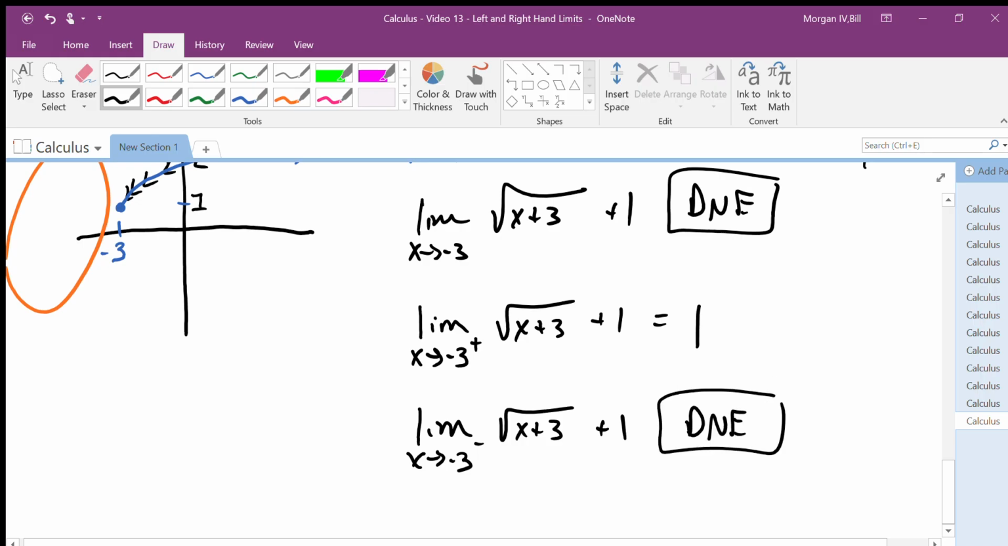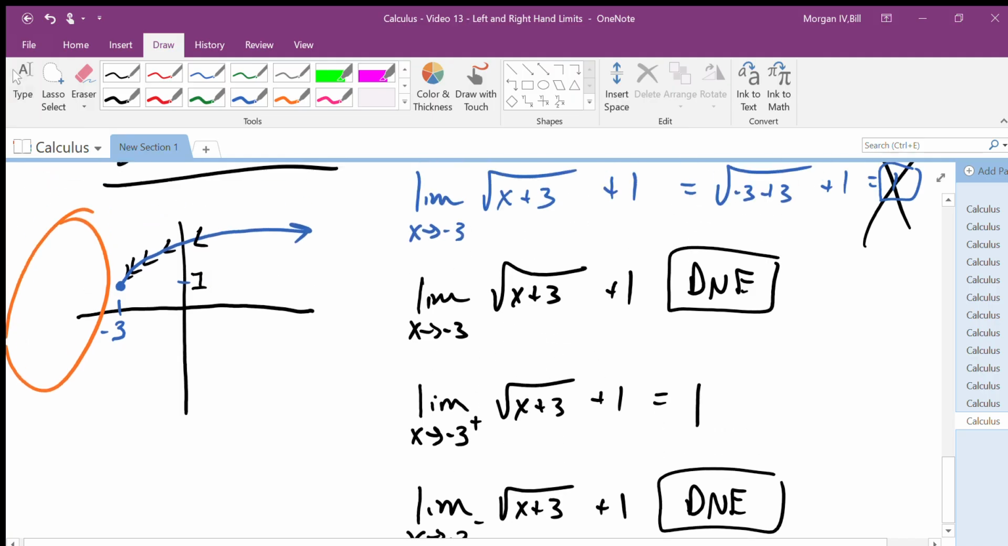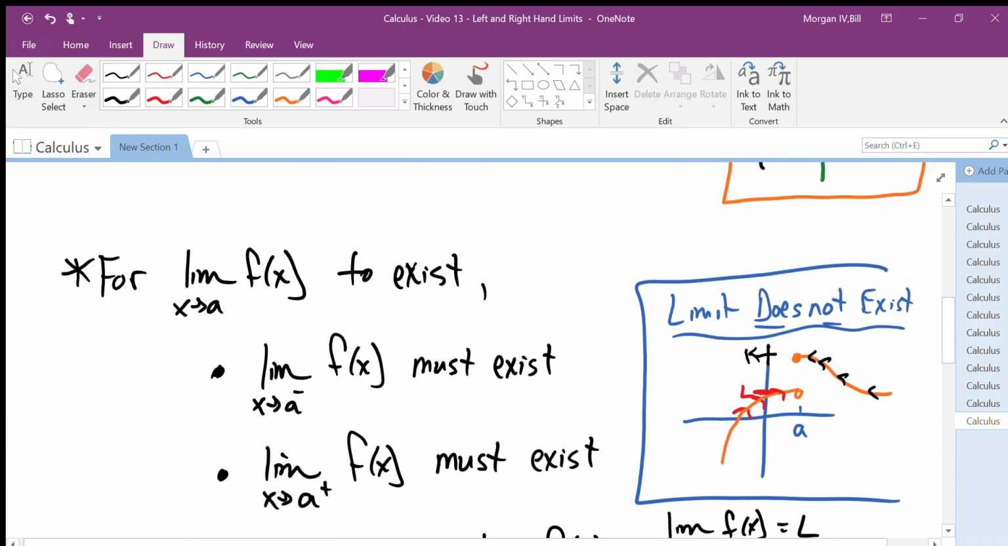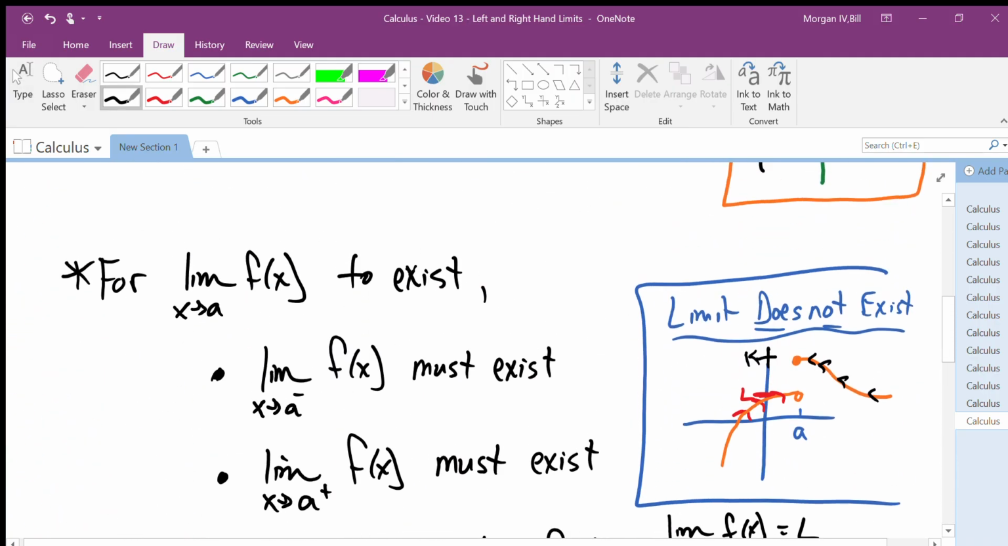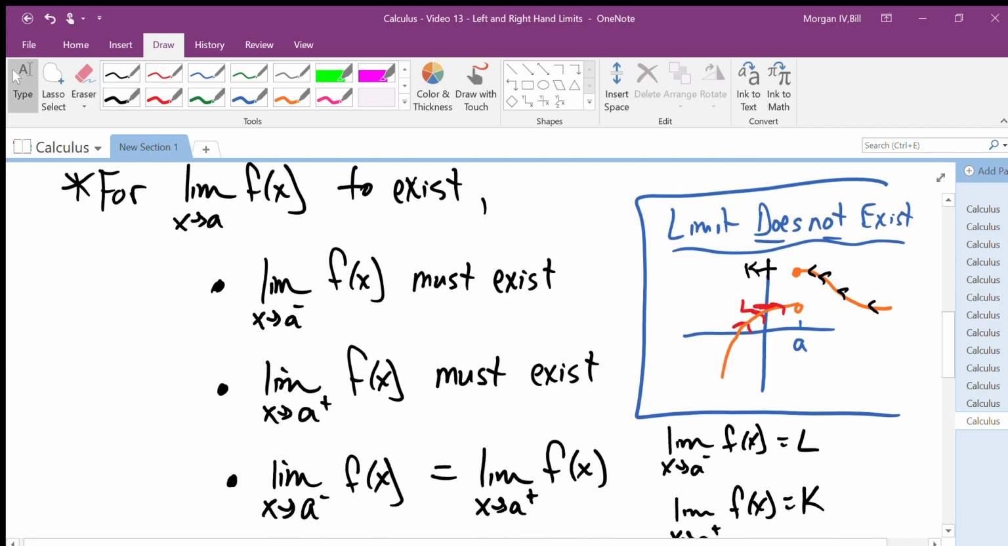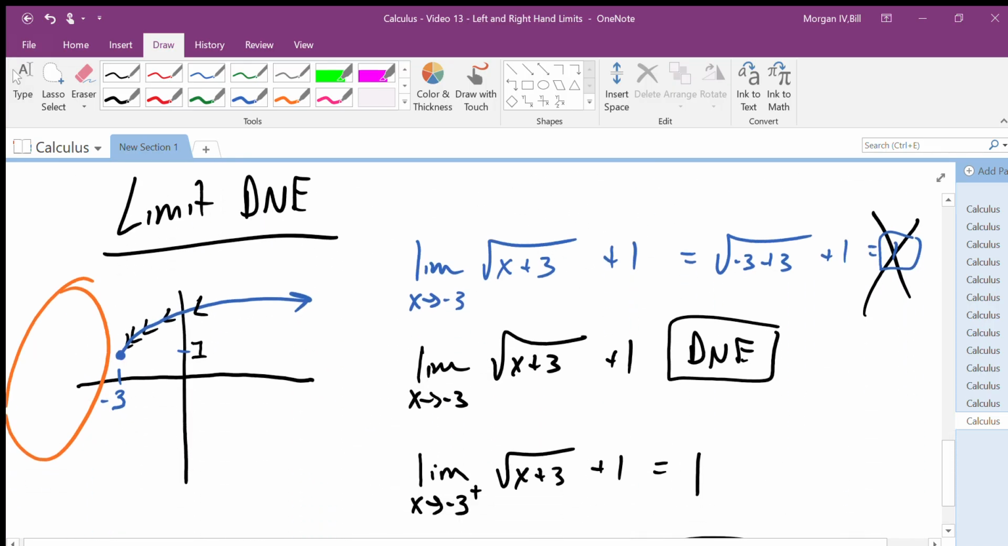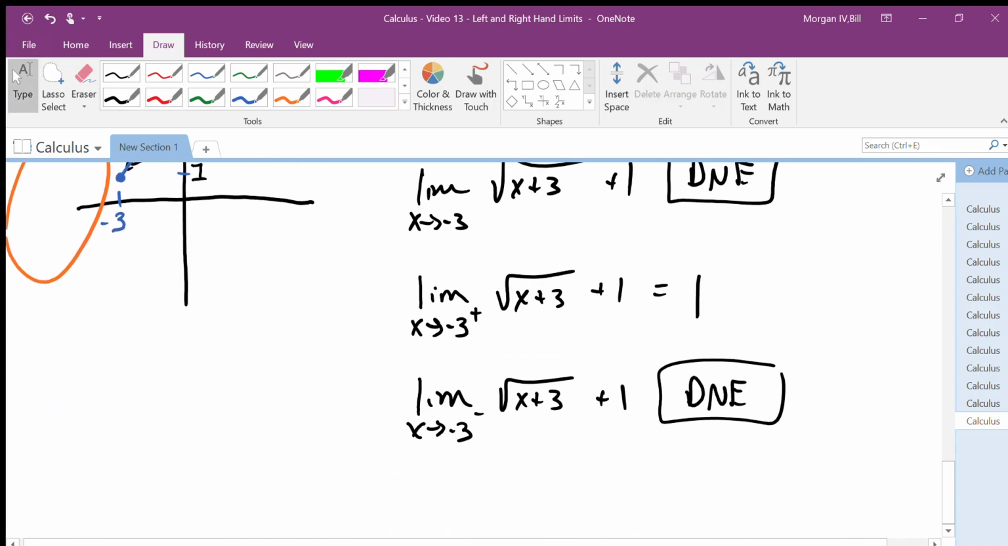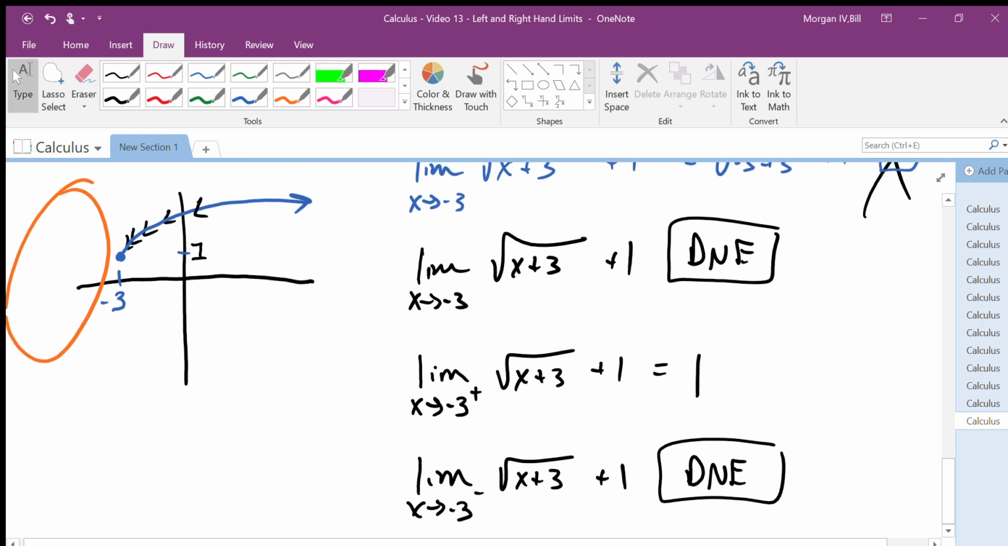And since the limit doesn't exist from the left, remember our definition up here, in order for the overall limit to exist, the left-hand limit must exist, the right-hand limit must exist, and the two must be equal. Since we did not have a left-hand limit existing, that means the overall limit did not exist as well. So be careful at endpoints is what I'm saying here. Be careful at endpoints.